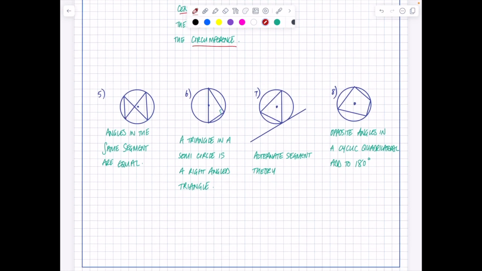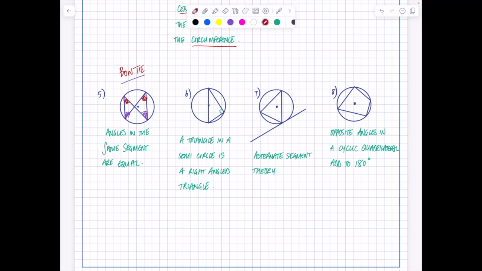So looking at 5, which we mentioned a minute ago, I like to call this one the bow tie. And it's angles in the same segment are equal. It's quite easy to spot. So you see this bow tie shape, this angle here would be the same. And then if you flip it, this angle here would be the same. So it looks like a bow tie. That's the easy way to remember that one.